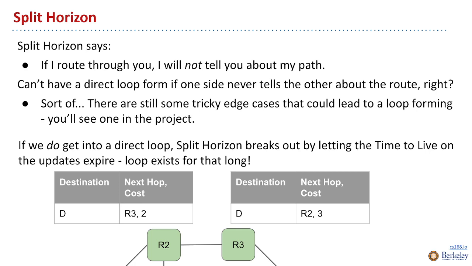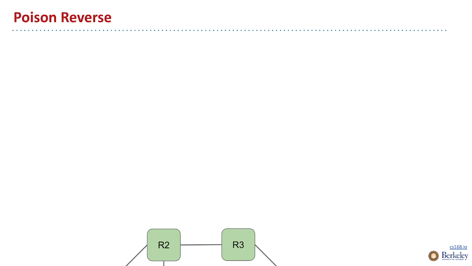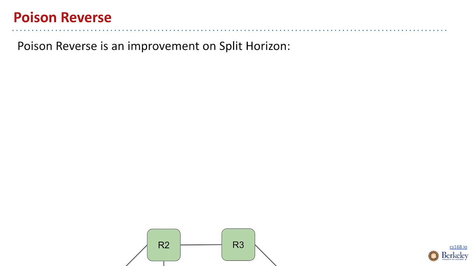And so eventually, the two entries time out. But we have to wait an entire time to live. So the entries actually have to time out. And remember, TTLs are usually considerably greater than advertisement time. And so we're in a loop for a little bit of time. So this is where poison reverse comes in as an optimization. So it's an improvement on split horizon.